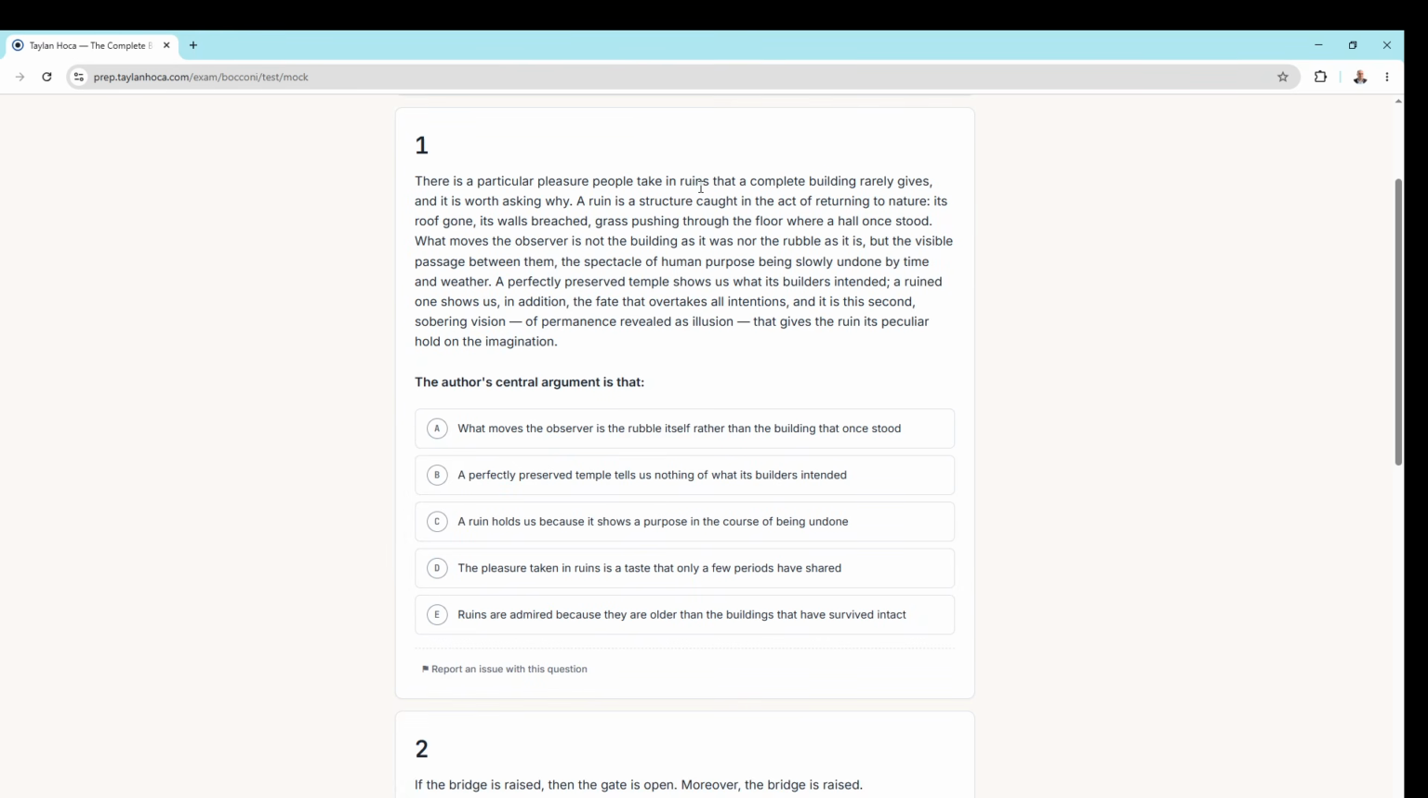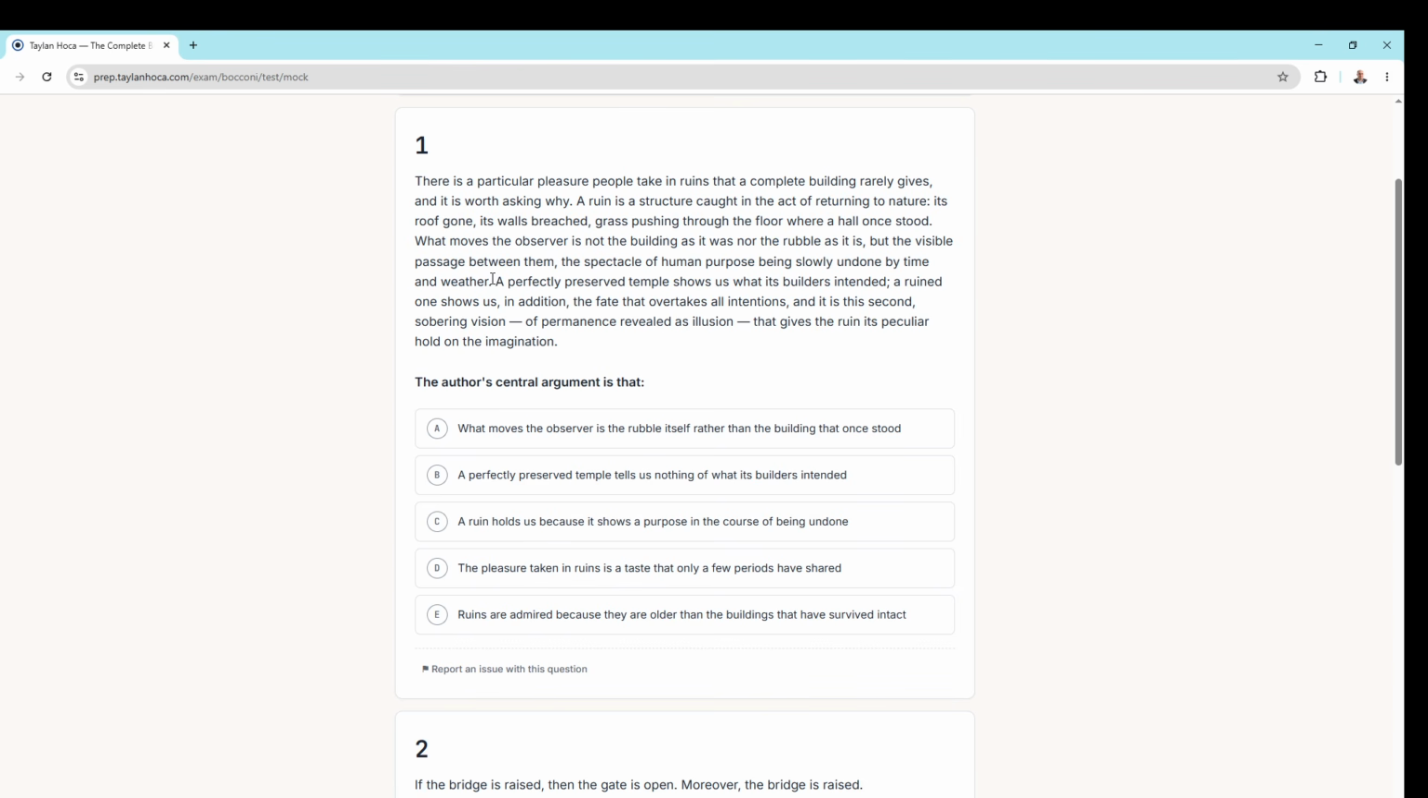So pleasure, people taking ruins, okay, and it is worth asking why. A ruin is a structure, like returning to nature. Okay, we are talking about ruins, and what moves the observer is not the building as it was, nor the rubble as it is, but the visible passage between them. So this is strong. You know, the passage between the building and the ruin state.